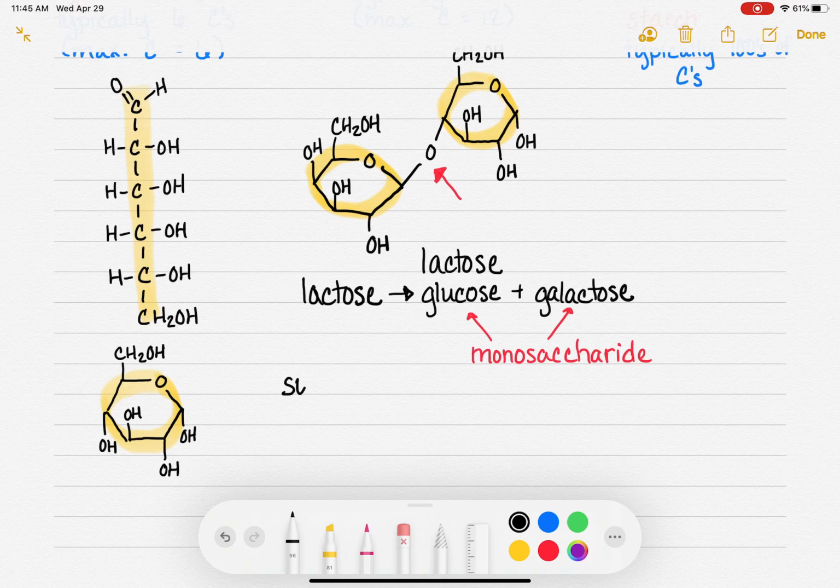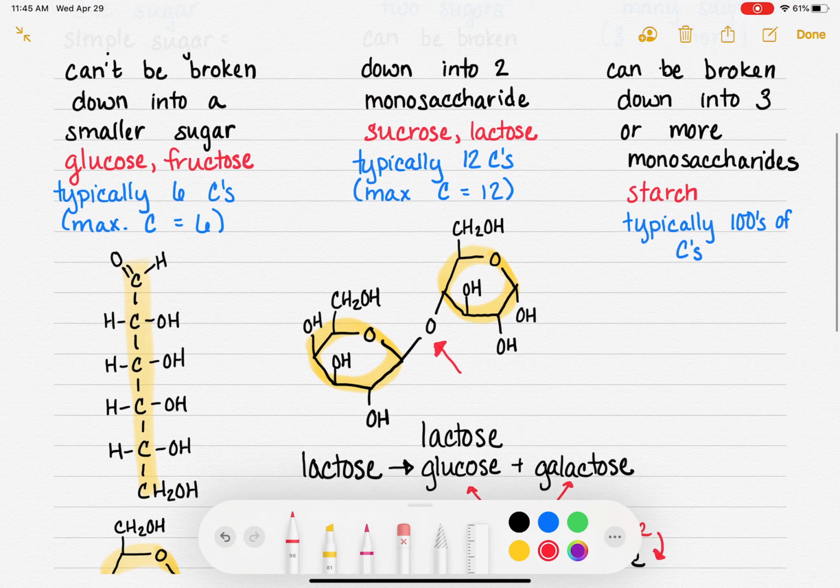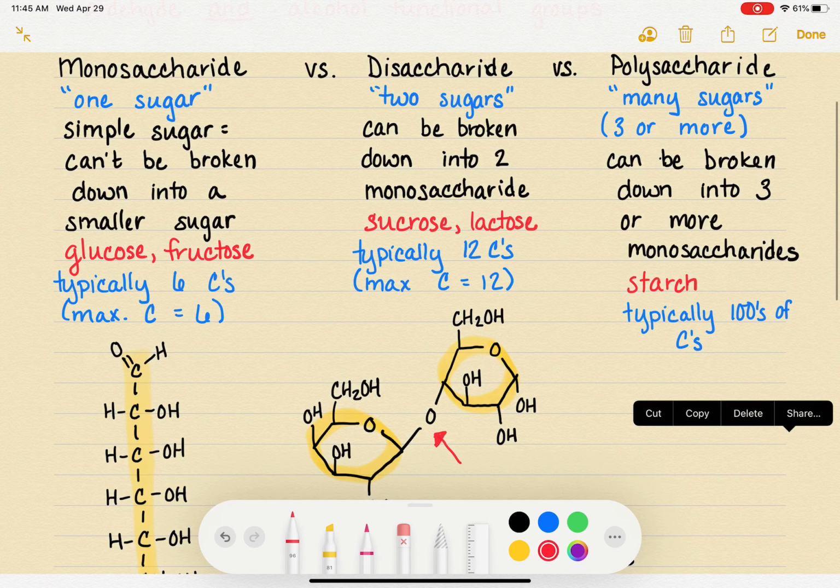Sucrose, which I also put on your list as a disaccharide. Sucrose, when we digest it, our body breaks it up into glucose and fructose, both of which are monosaccharides. So there's disaccharides, and then last but not least, let's talk about polysaccharides.